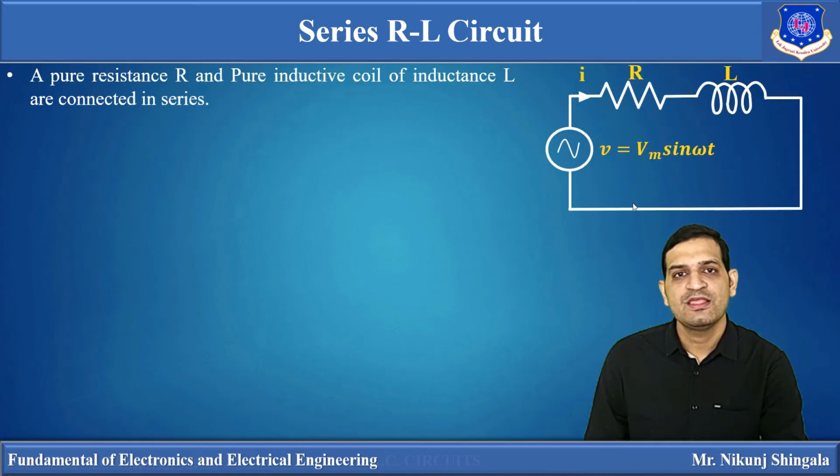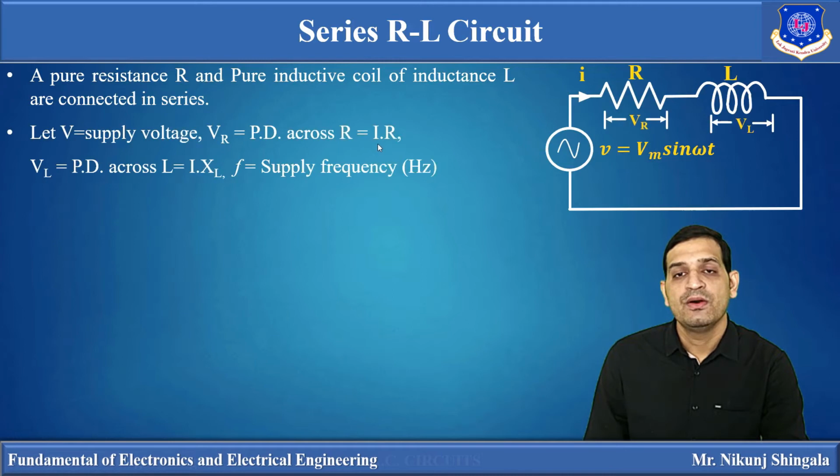So here you can see a circuit consists of series combination of resistor and inductor. Here pure resistor and pure inductor are connected in series, and across this series combination one AC source, alternating voltage source V, is connected. As the source is alternating, current will start to flow, which is represented by small i, that is nothing but the RMS value of the current. Now the supply voltage is represented by V is equal to Vm sin omega t.